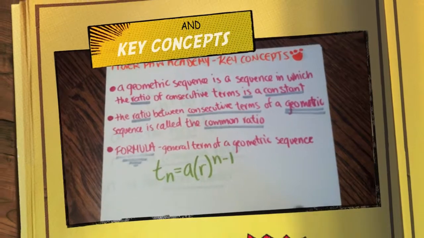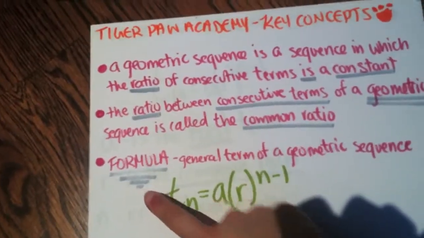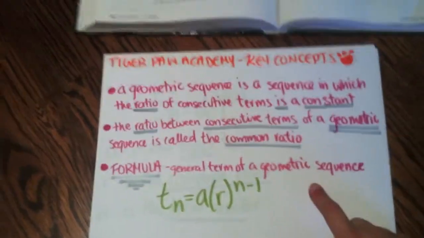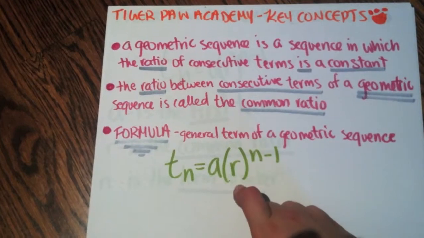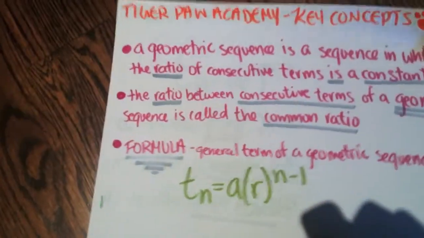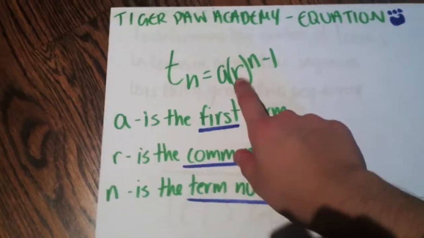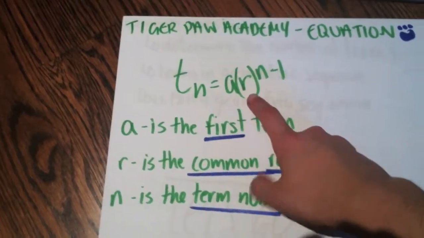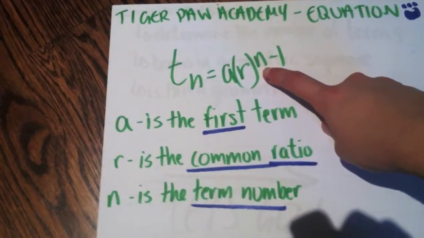The main key concept that you want to focus on is the formula for the general term of a geometric sequence, which is Tn equals a r^(n minus 1). In the equation, a is the first term, r is the common ratio, and n is the term number.